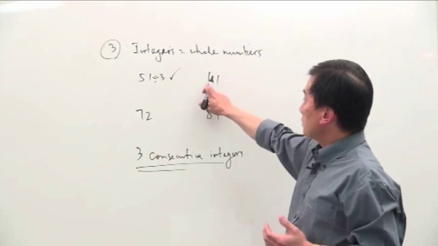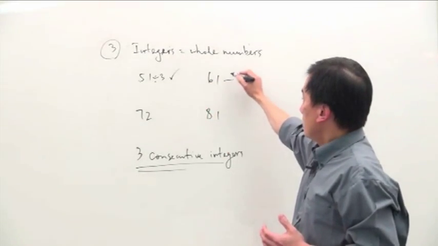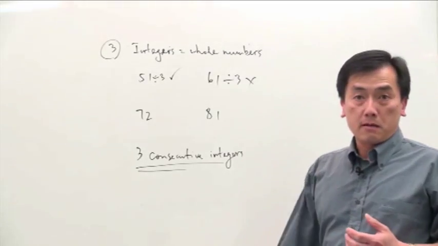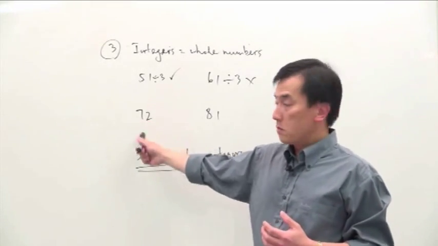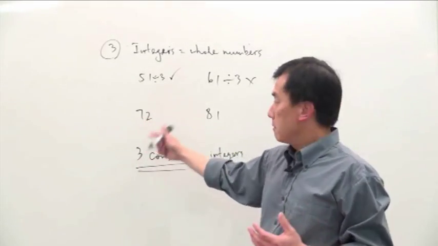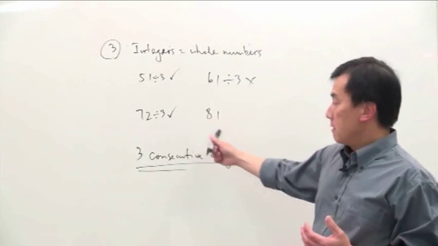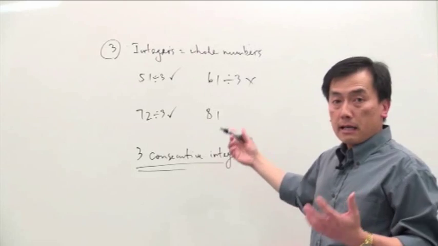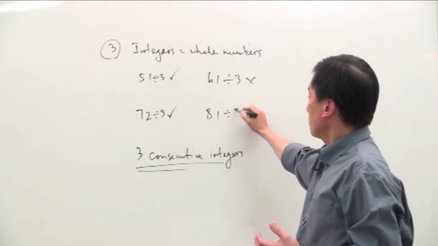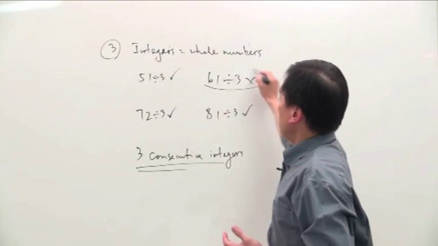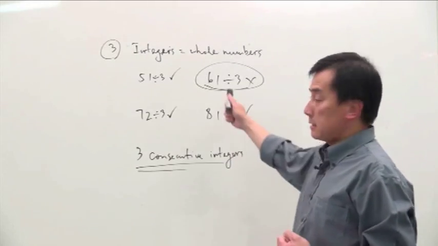61, the sum of 6 and 1 is 7. You can't divide that by 3. 72, right? 7 plus 2 gives you 9. You can actually divide it by 3. 81, 8 plus 1 is 9. That's divisible by 3. So the only incorrect answer in this case is 61.